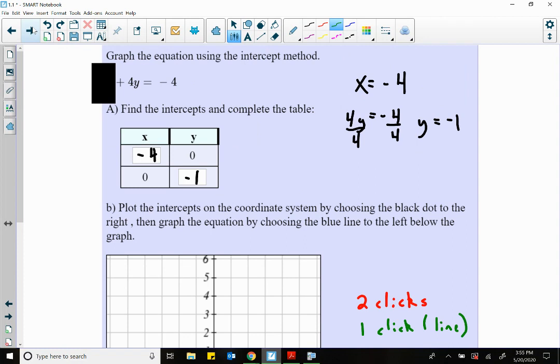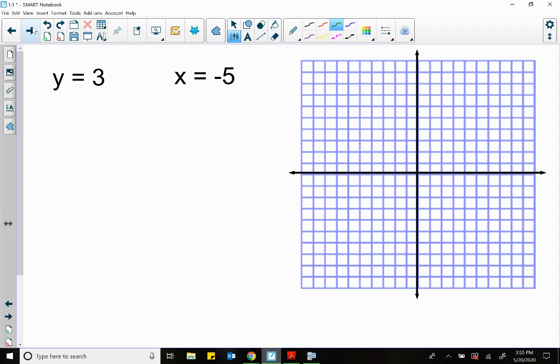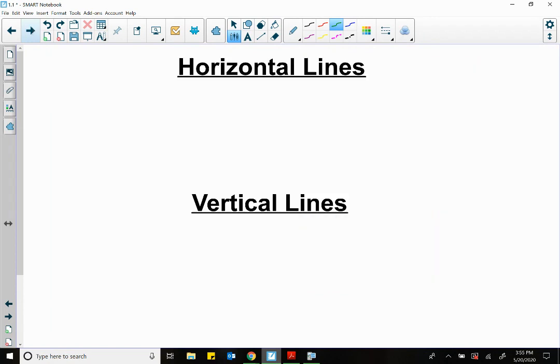So there's the bulk of 1.1. We're still not done yet, still a little bit more. So then you're going to run into these bad boys. What you have right here, these are special kinds of lines. They're actually horizontal lines and vertical lines. Let me tell you which one is which.